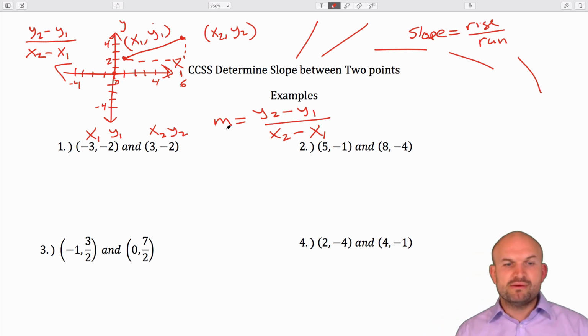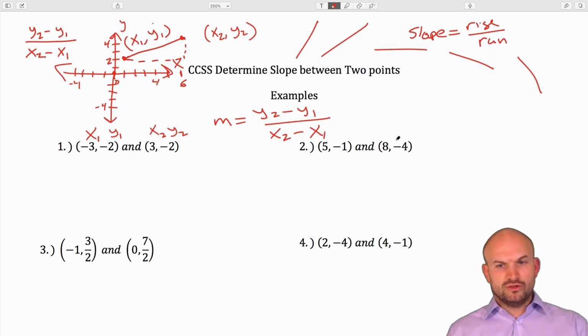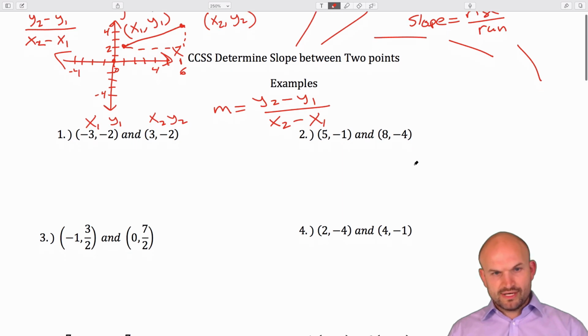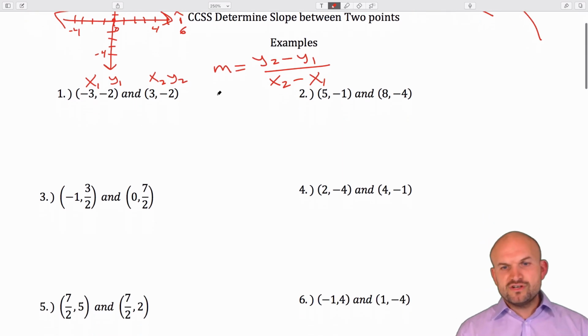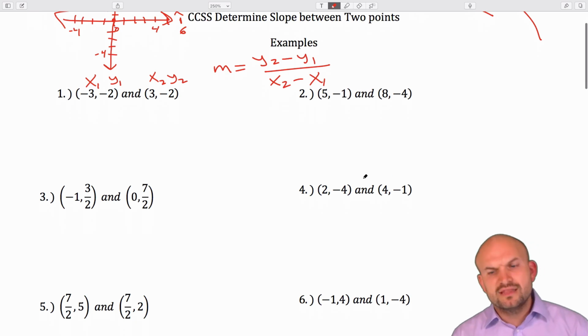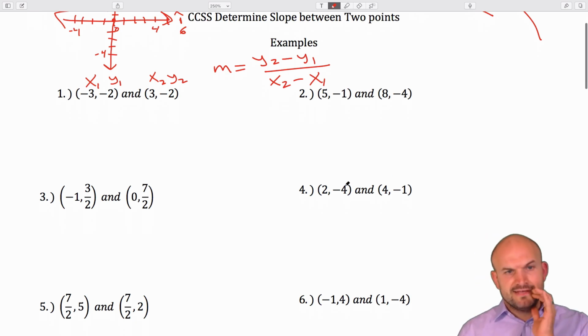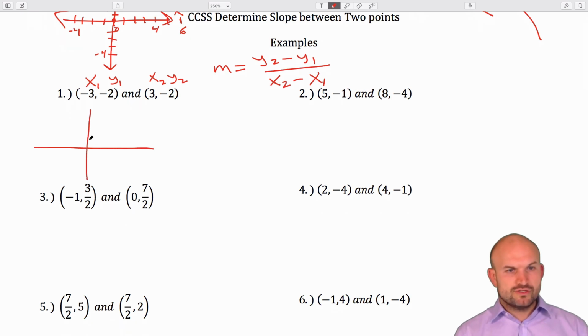So I think that'll make a little bit more sense once we look at what the graphs show here. So for the first, let's do these first three. Let's go ahead and, actually first four, let's go ahead and graph these to get a better understanding. So I'm going to graph these on the Cartesian coordinate plane. So -3, -2. And then we have +3, -2.